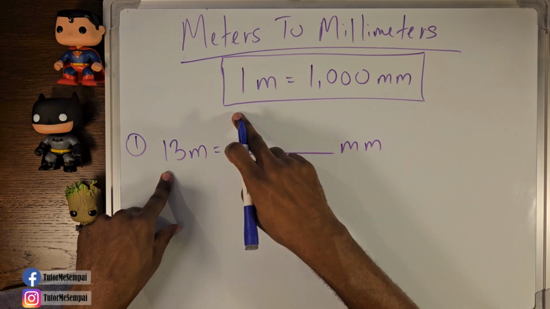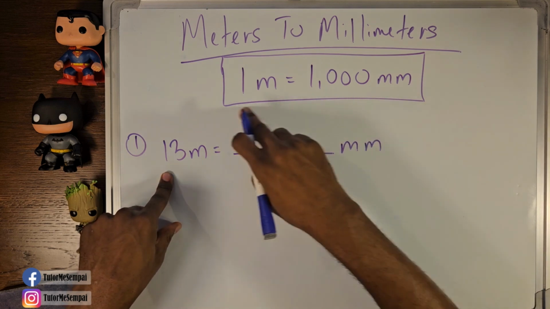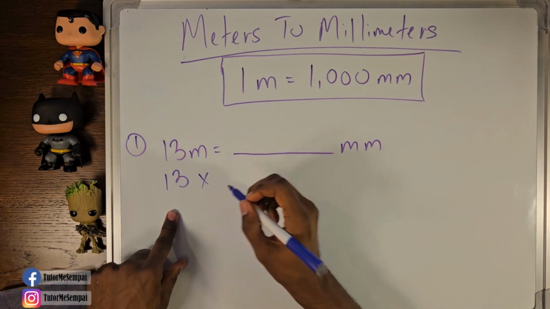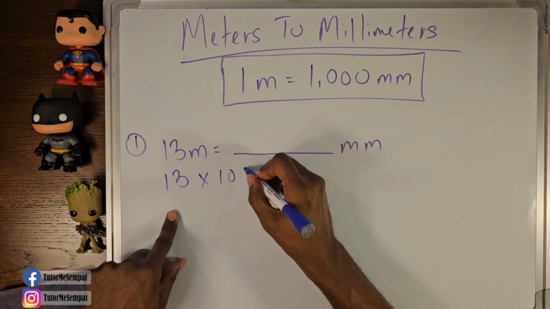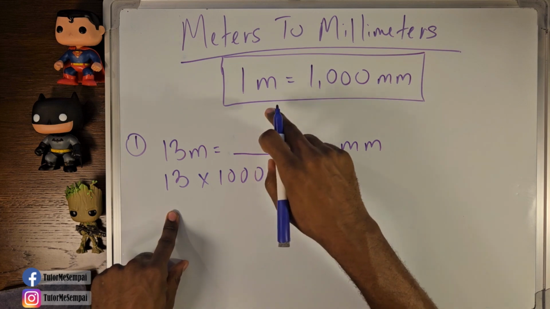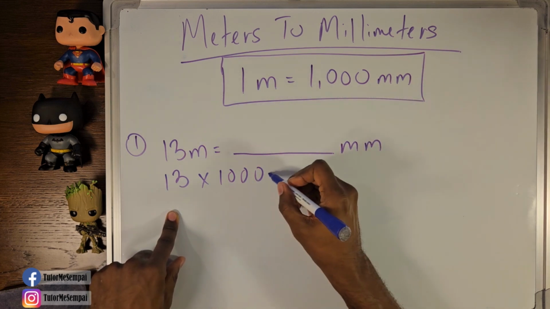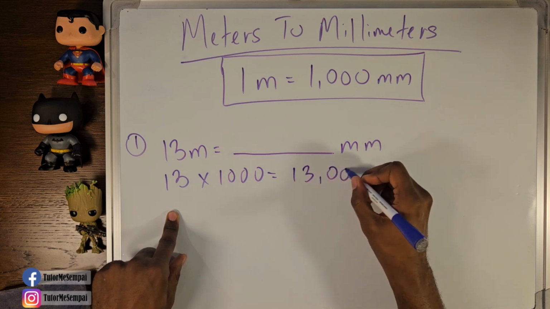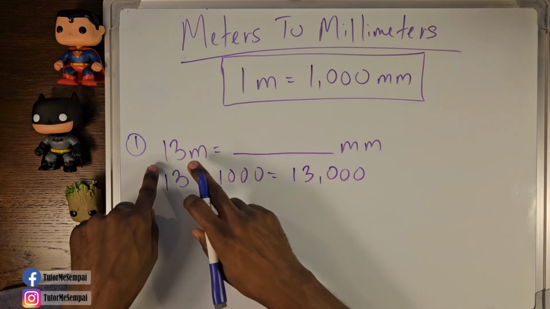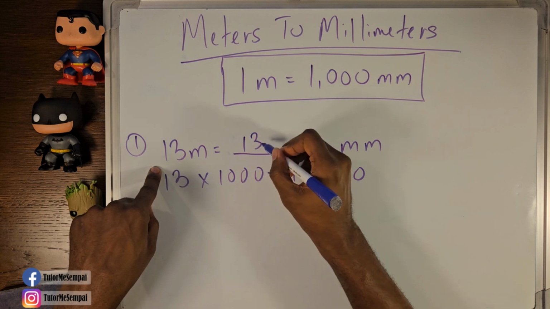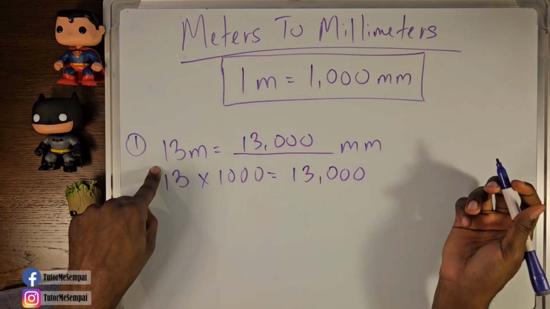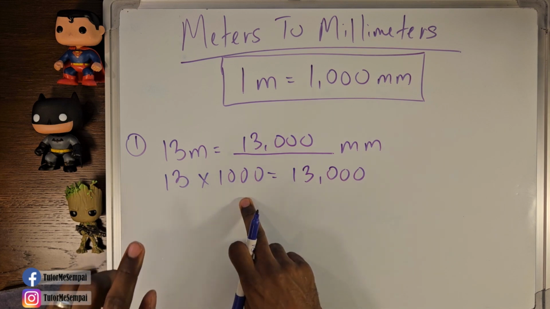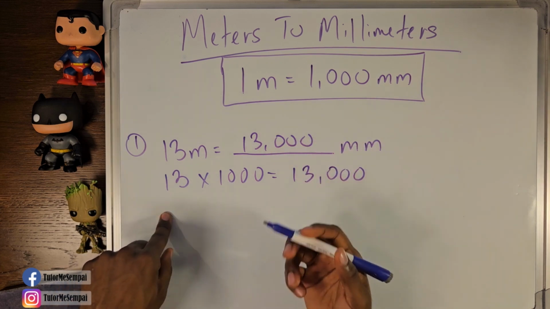Well, if you have 13 of these 1 meter conversions, you're going to want to multiply your 13 times this 1,000. You have 13 of these meters, and each one is 1,000. So that means that you're going to get a final value of 13,000. So when you have 13 meters, you're going to actually have 13,000 millimeters. Each meter is 1,000 millimeters, so you have 13 of them, giving you 13,000 millimeters.